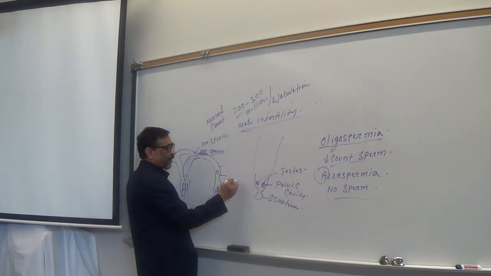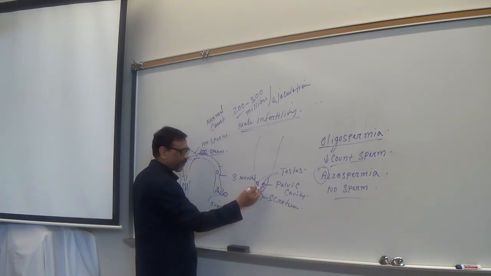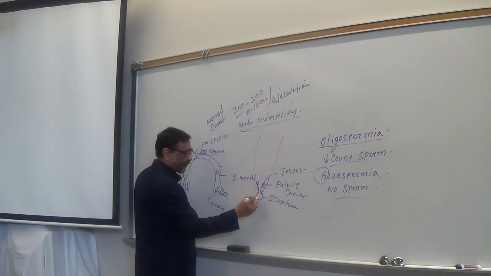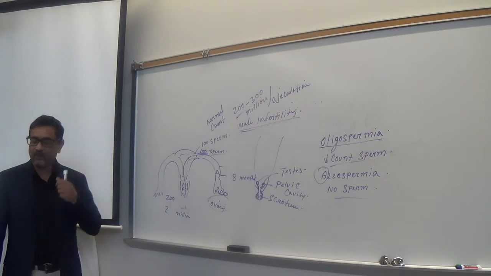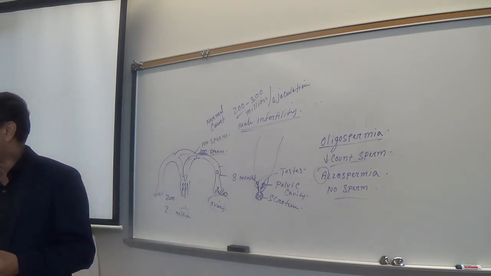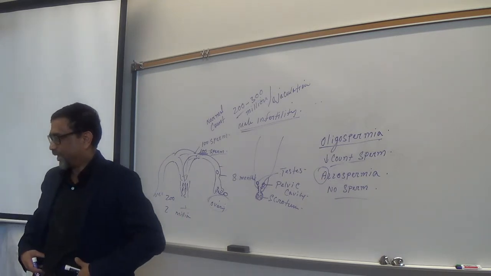And when the fetus is about 8 months old, the testis starts to descend. So testis, both of them start to go down and enter into the scrotum. So they descend and finally go to the scrotum. Okay? But they are formed inside the body cavity.